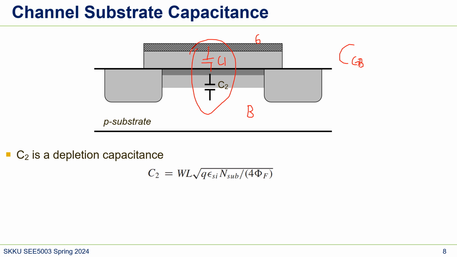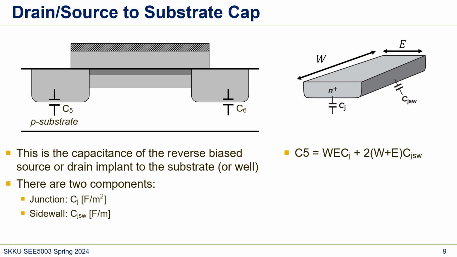But I'll explain later, but we usually don't care about this capacitance when the MOSFET operates. Here's the drain to source substrate cap. And so here's source, drain to bulk. So this is the capacitance of the reverse bias source and drain implant to the substrate. There are two components, junction and sidewall. Junction means from here, from top to bottom, and then sidewall is literally the side.